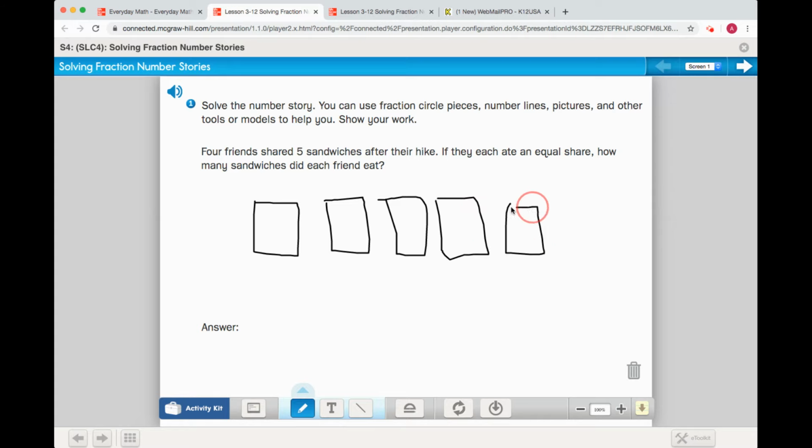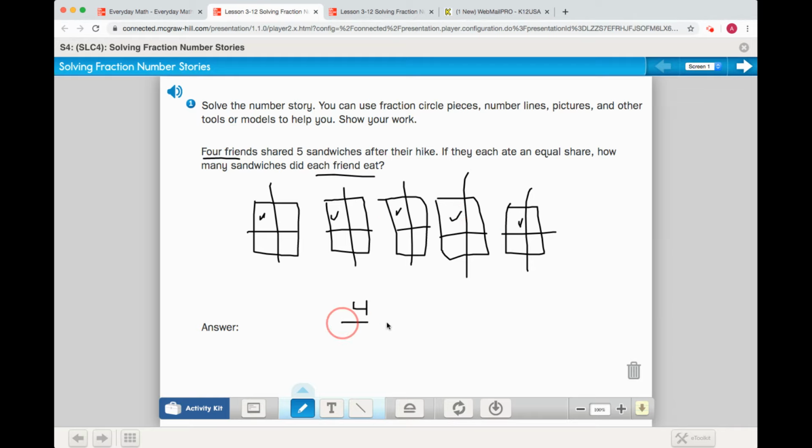4, 5. Now, think about, who are you sharing them with? You're sharing them with 4 friends. So you're going to cut each piece into 4 parts. And then they want to know, how much did each friend eat? This would be for friend number 1, which would give you 4 out of 5. Always remember, your denominator is what you are sharing, what you're cutting up. If you're cutting up sandwiches, that would be your denominator, 5, and you're sharing it with 4 people.